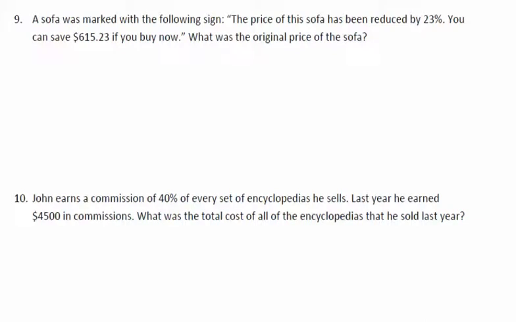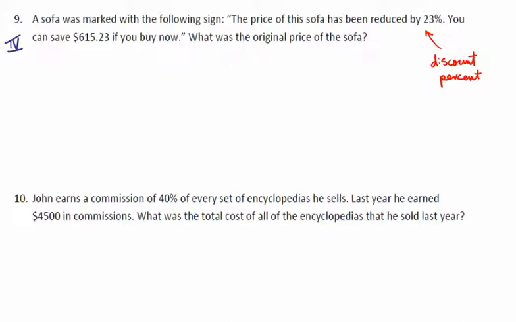Okay, in this video we'll go on to talk about problem type Roman numeral 4. A sofa was marked with the following sign. The price of this sofa has been reduced by 23%. And we refer to that as the discount percent.